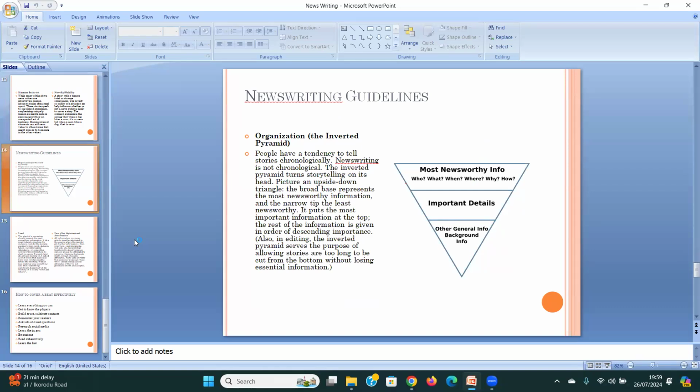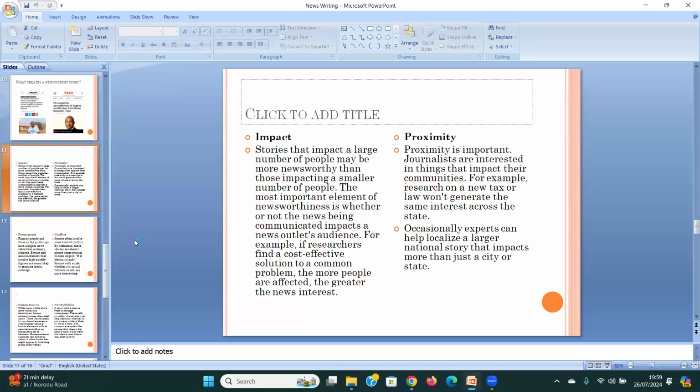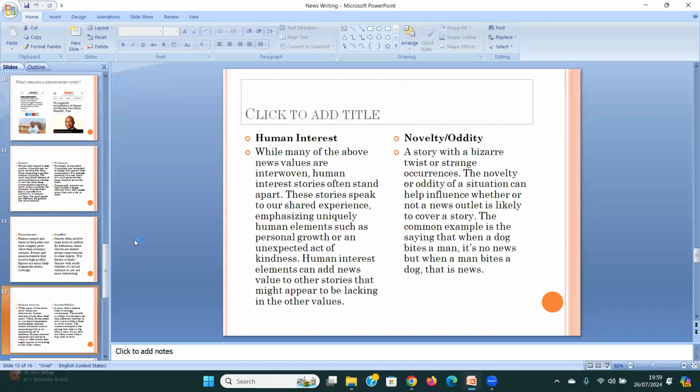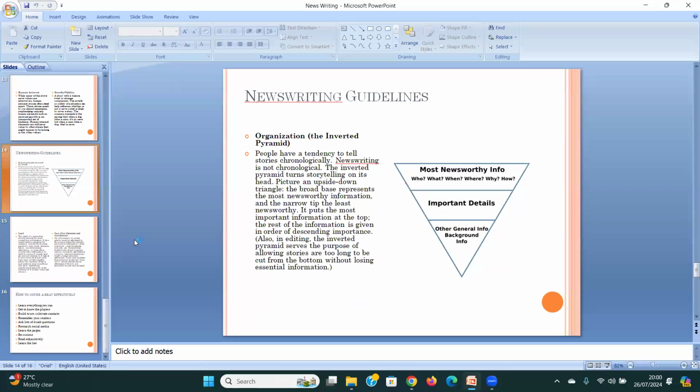Coming to news writing now, since we just discussed what makes a story newsworthy, what makes a report news. Now, how do you write the news? Don't forget the ABC: accuracy, brevity, and clarity. Now, how do you structure them together? And the famous one is the inverted pyramid. That's now putting the story together.